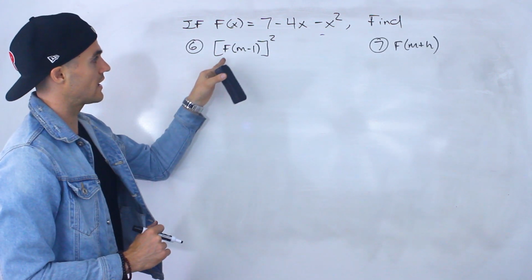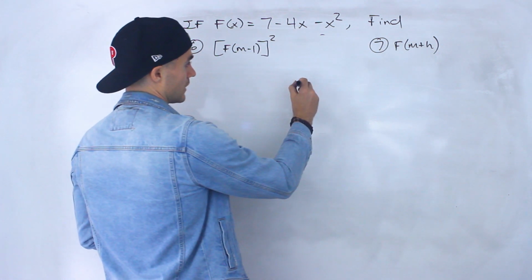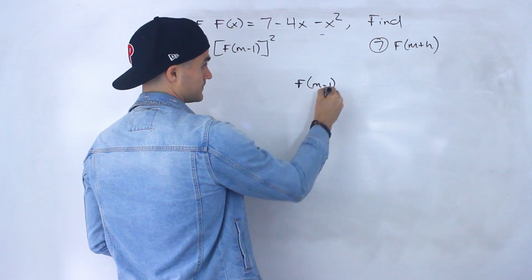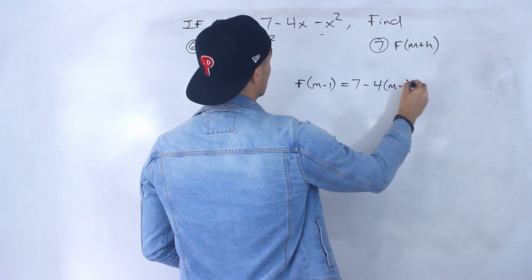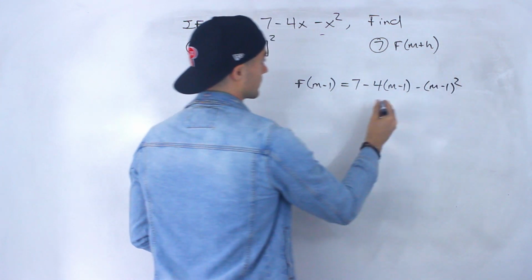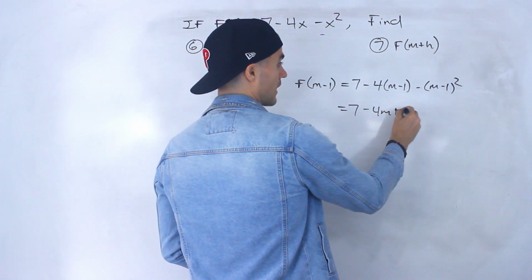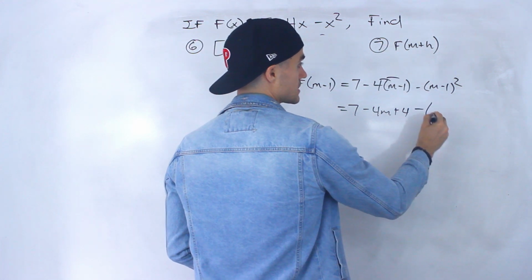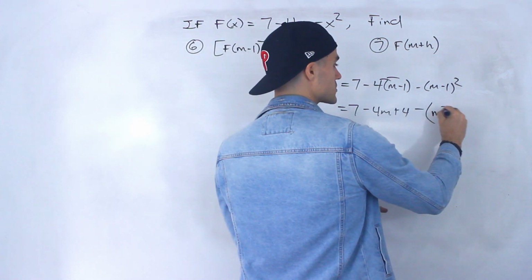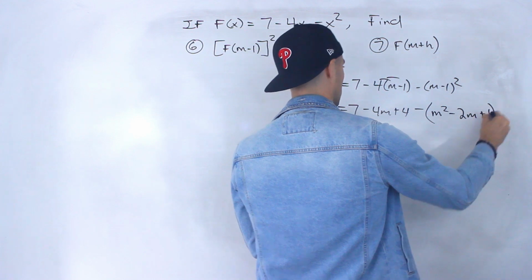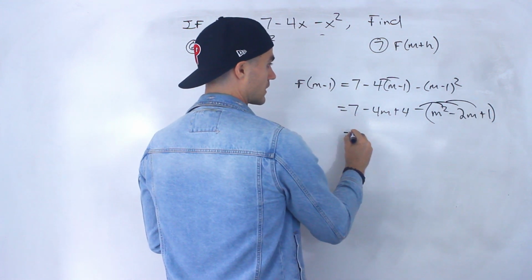Moving on to number 6, we've got f of m minus 1, but then it's squared. So I'm first going to find what f of m minus 1 is, just plugging in m minus 1 for all the x values. Minus m minus 1 squared. Very similar to number 5, we would do 7 minus 4m plus 4, after distributing this negative 4. Then we'd have minus m minus 1 squared. M minus 1 times m minus 1, after you FOIL all that out, you'd end up getting m squared minus 2m plus 1. And we're subtracting that whole thing there. So we've got to distribute this negative inside the bracket.